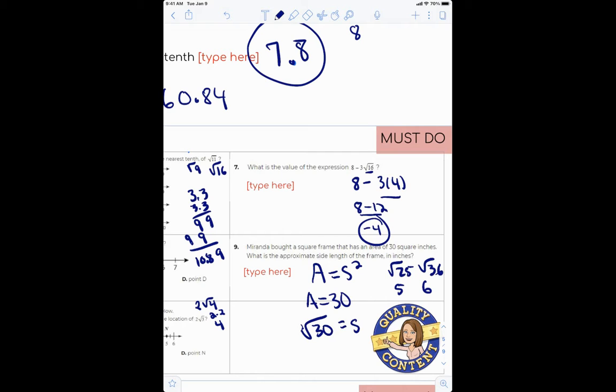And 30 is just about halfway between 25 and 36. So a good estimate would be 5.5 or 5.6. My suggestion is we go with 5.5. And I'm going to have you multiply that out to see how close it is to 30. I got 30.25, so that's a great estimate. Now, what are my units? Well, if the area was in square inches, this is going to be inches.